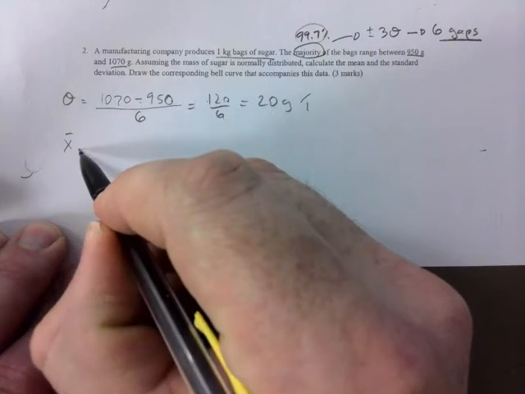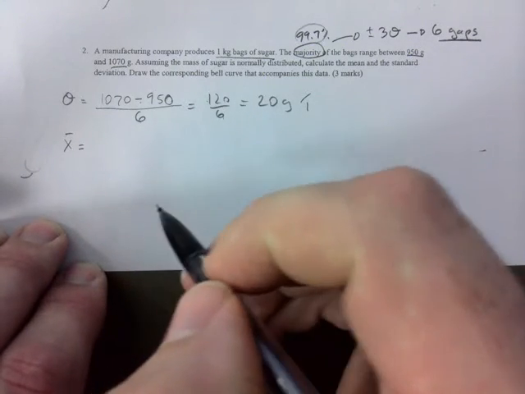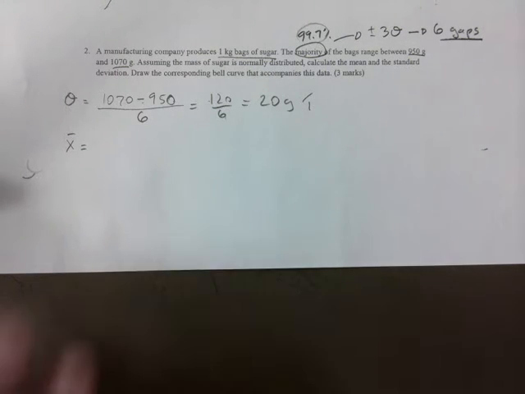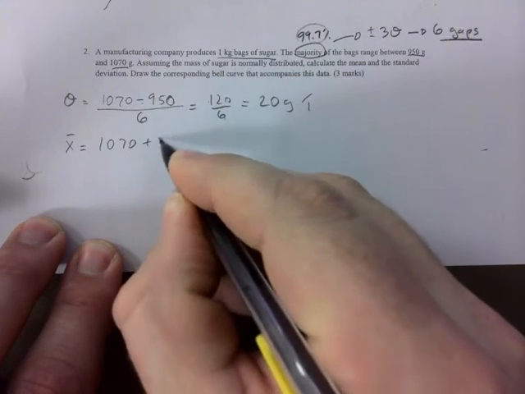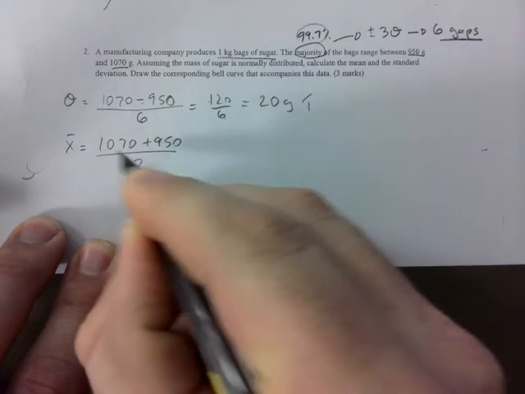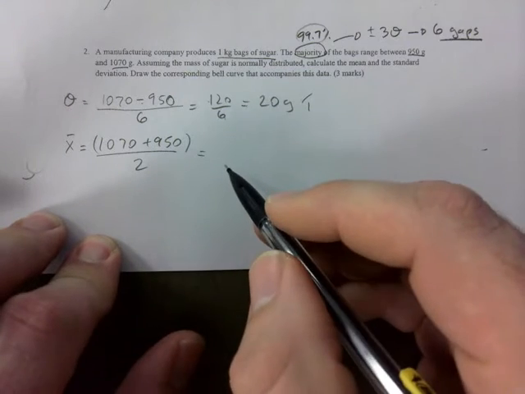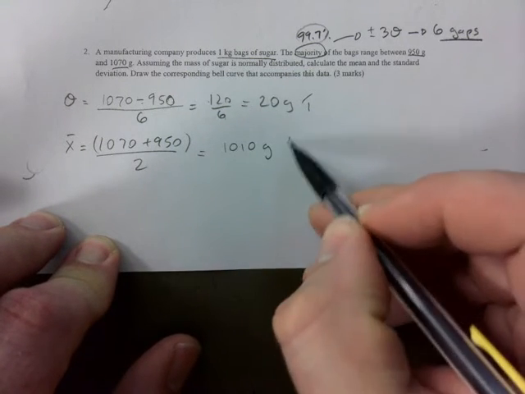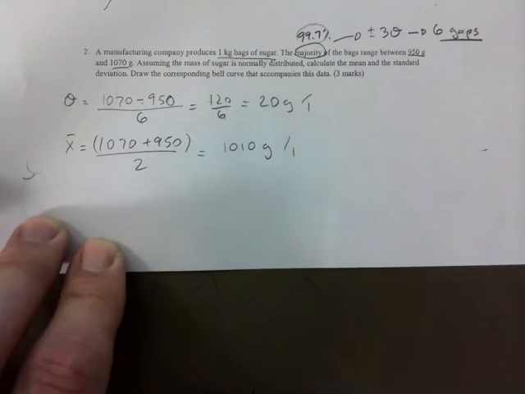The mean, you have to be very careful. In this case, we know that they're both the same distance away from the middle, so we can just add them and divide by 2. So 1070 plus 950 divided by 2 gives you 1010 grams. That's another mark right there.